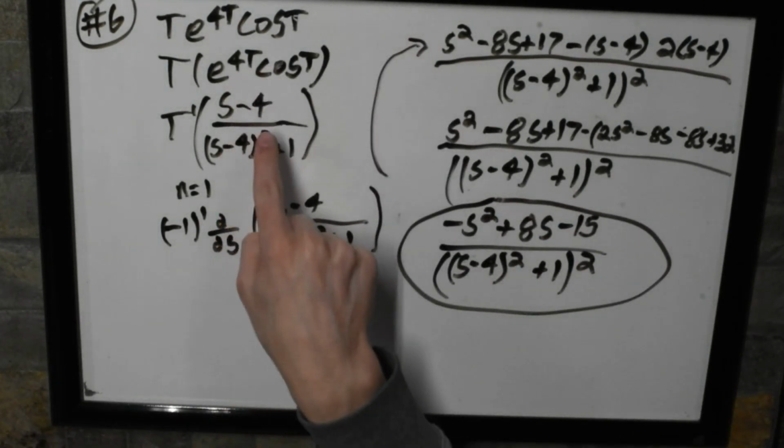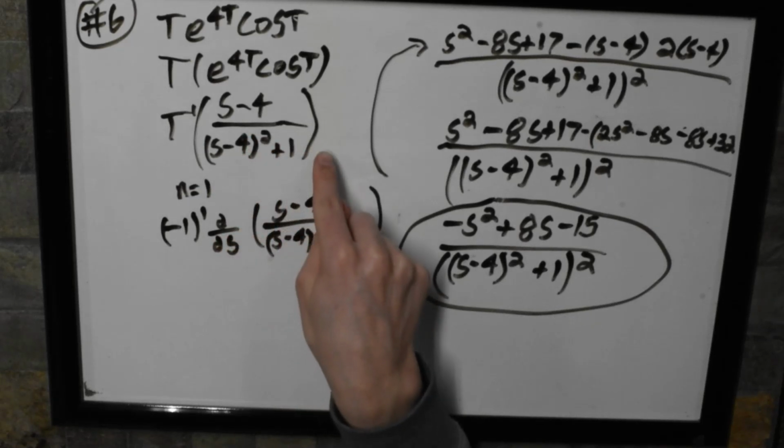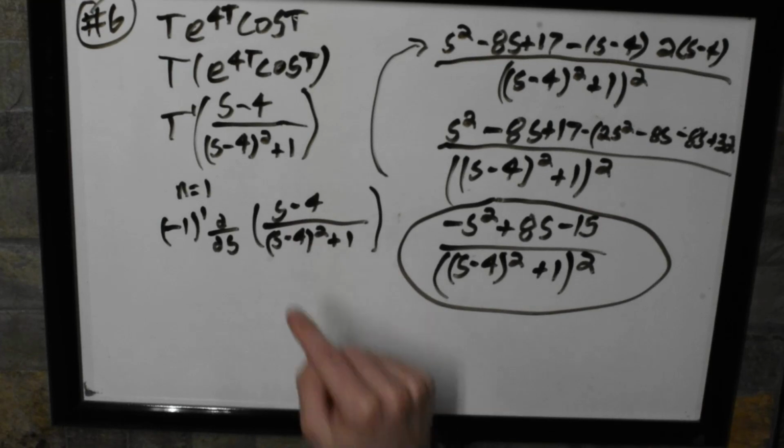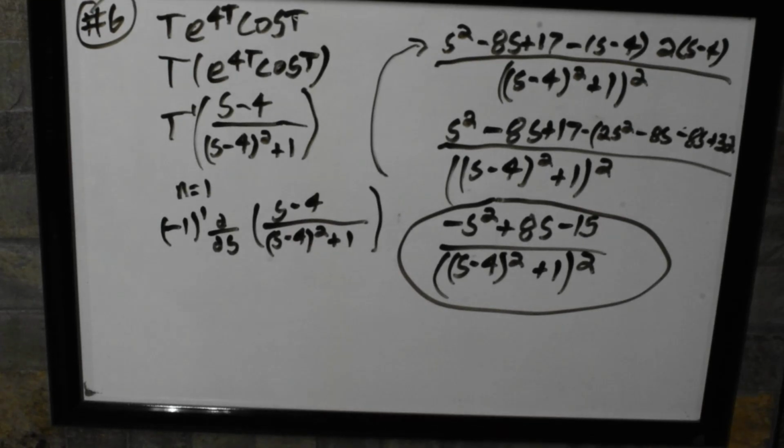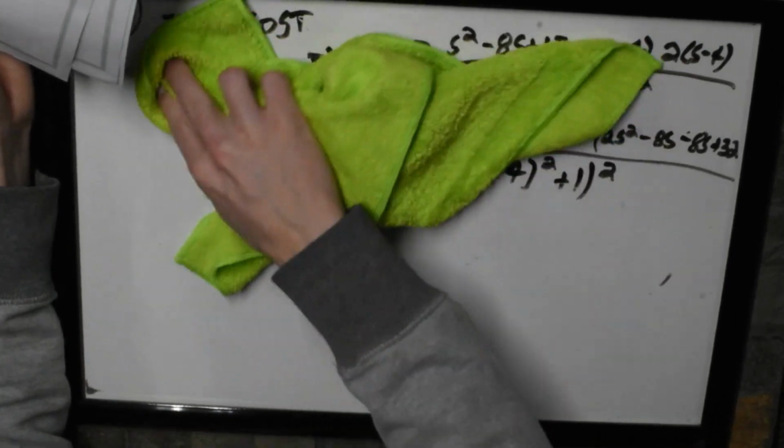So again, what we did is we recognized this was a property of a Laplace transform, and we used that property to solve for it. Okay, so let's go into number 7 on the homework. This one's also a little bit tricky, but not too bad.